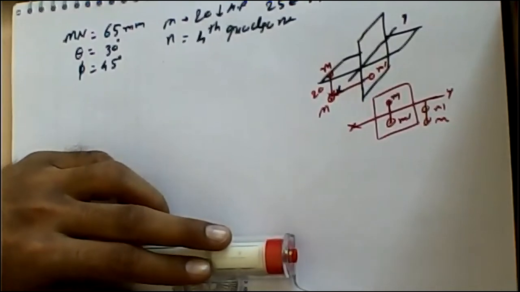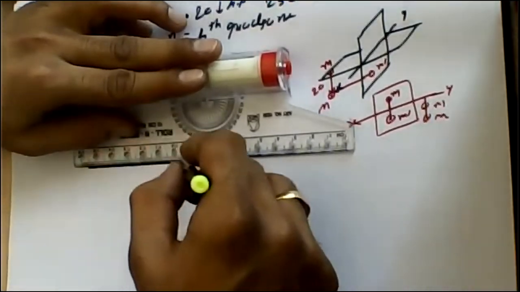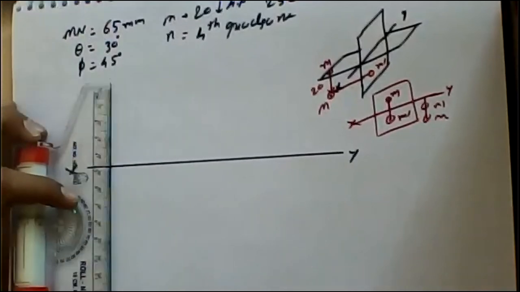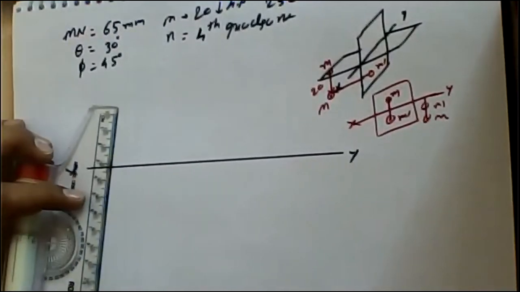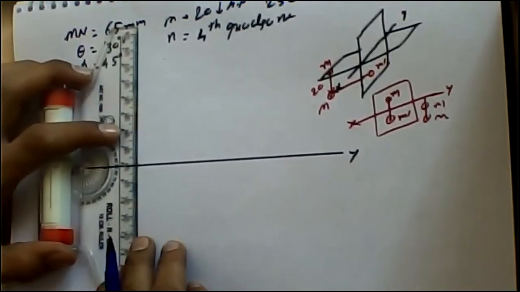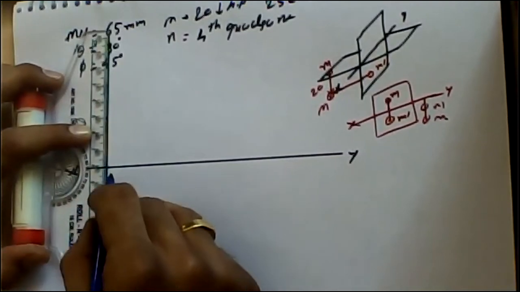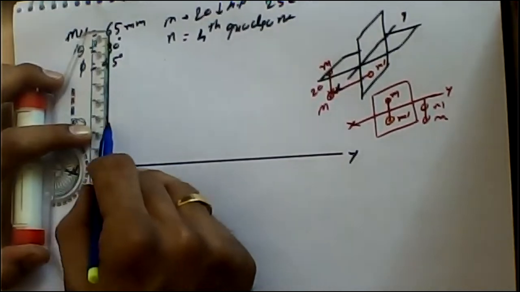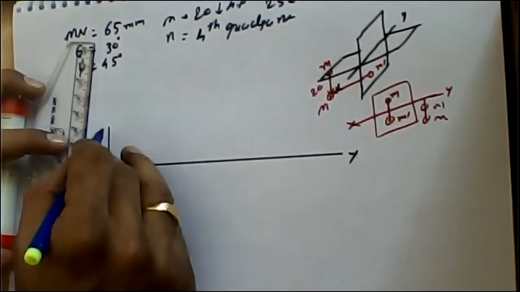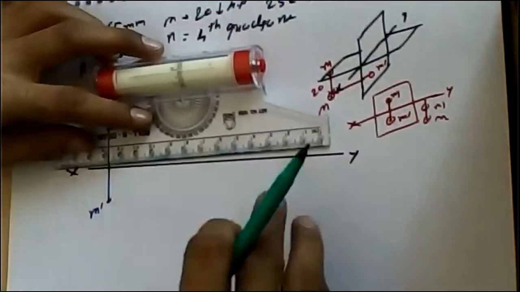Now let us start the drafting. So first I am going to draft the reference line. Reference XY is given. It is 20 mm below HP, 25 mm behind VP. So let us have those positions also. So I'm going to drop the location like this: 20 mm below HP and 25 mm behind VP. So this is going to be the location of M dash, and this is going to be the location of M.